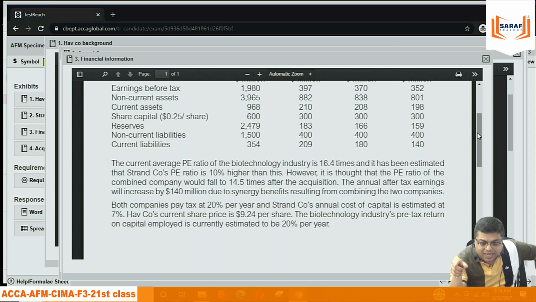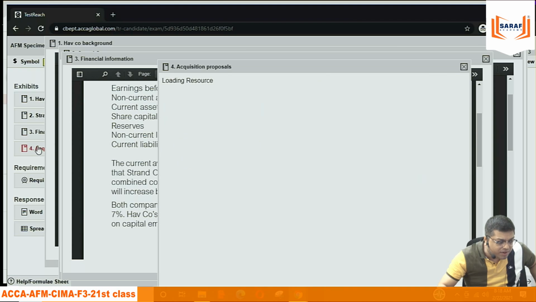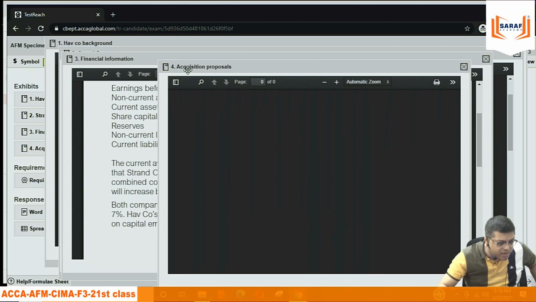The annual after tax earnings, पहले after tax दोनों का बना देंगे, then 140 add करेंगे, then into 14.5. So we will be getting as per H company what is the extra value because of the merger. So दोनों जगह से आ जाएगा. ठीक है. The figures are, the details are given. And then the last story.